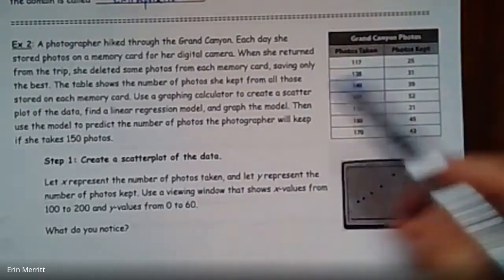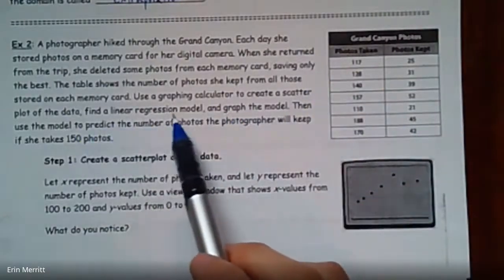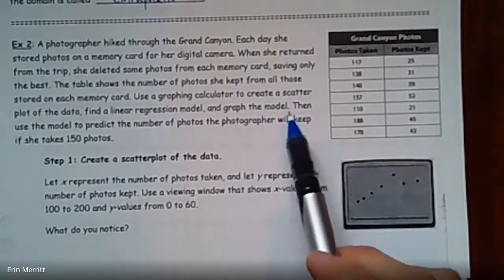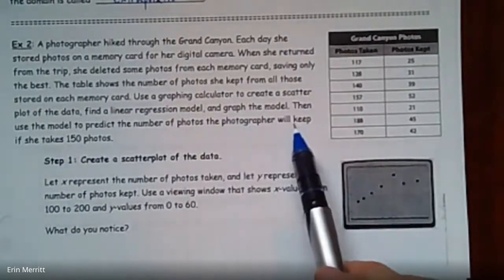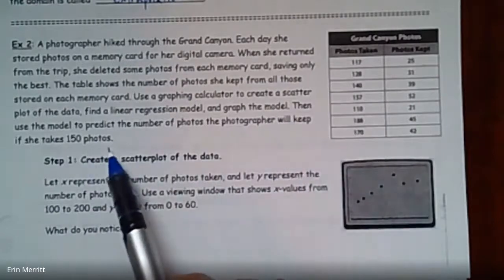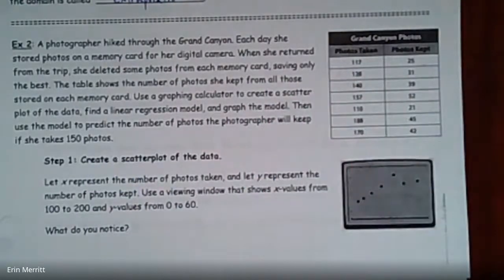All right. It says use the graphing calculator to create a scatter plot of the data, find a linear regression model, and then graph the model. Then use the model to predict the number of photos that the photographer is going to keep if she takes 150 photos. All right. So what I want to do is just kind of walk you through what's happening here.